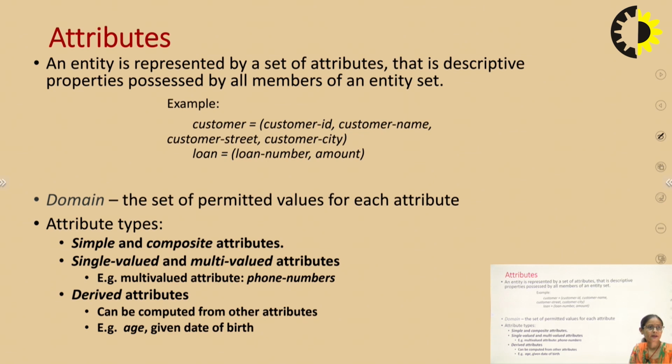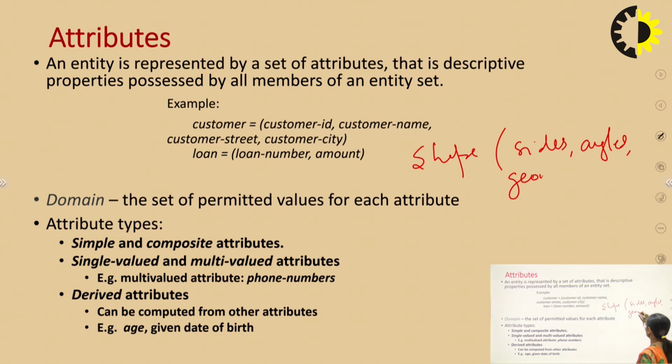Attribute: every entity is represented by a set of attributes, that is, descriptive properties which can be possessed by all the members of an entity set. For example, in a customer, we could have customer ID, customer name, loan number, amount. If I say shape, then in that case we could have the attributes sides, angles. And if we are talking about other geometrical properties, they might become its attributes.